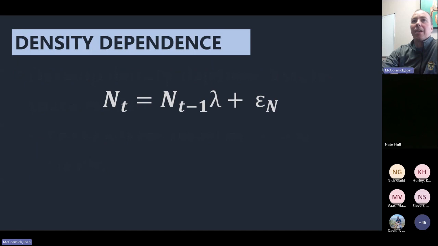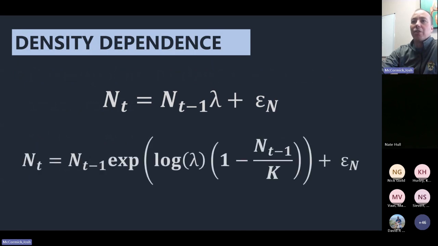So this is the previous model that I showed for the process model. This is the density-independent model. We can just change this model, and now this is just a reformulation of a Ricker model. So now the change in abundance through time depends on the actual size of the population. So it's density dependent. And now we estimate this parameter K, which is either the carrying capacity or the equilibrium population size. So we've taken our density-independent model, and now we say that the population depends on how big the population is at any given time.